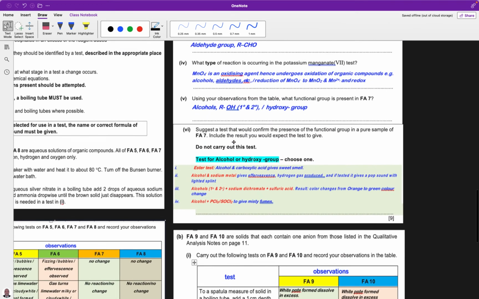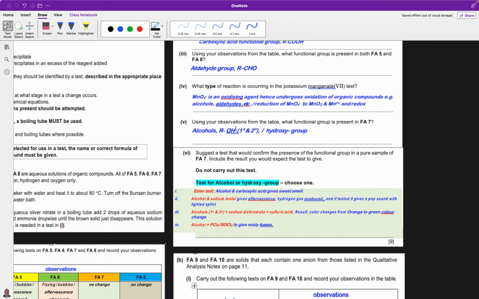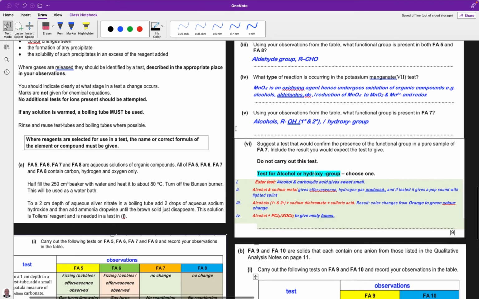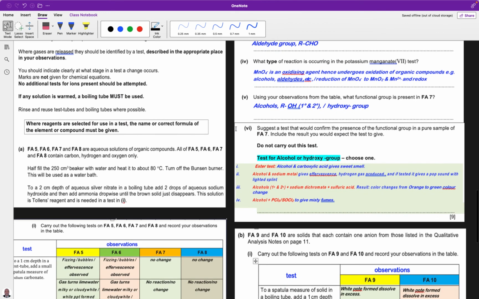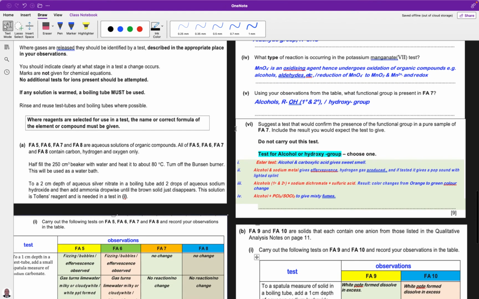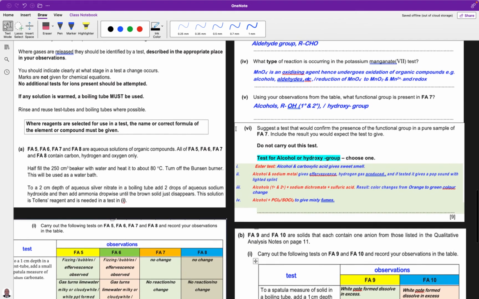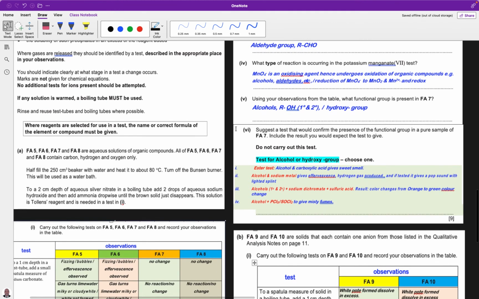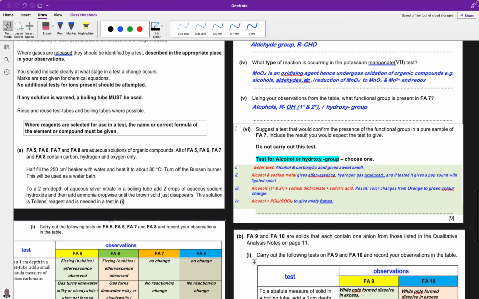I mean, our conclusion based on our experiment. So now Fa5 will have an aldehyde group. Then, what type of reaction is occurring in potassium manganate 7? I told you, manganate 7 is an oxidizing agent and it will undergo oxidation reaction. In that case, it will be oxidizing primary alcohol to carboxylic acid, secondary alcohol to aldehydes. It will be oxidizing aldehyde again to carboxylic acid.